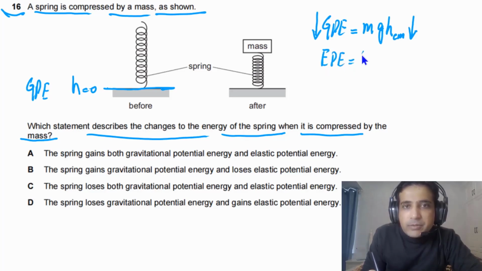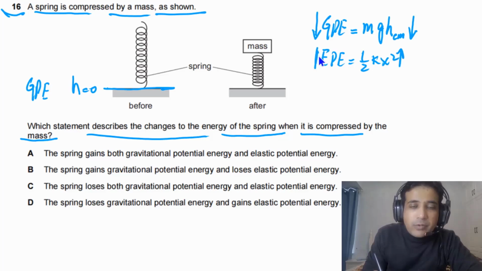This is equal to 1/2 kx squared. So when the spring is compressed, x will increase, meaning the compression will increase. So as compression increases, its EPE will increase. So it will store more and more elastic potential energy.